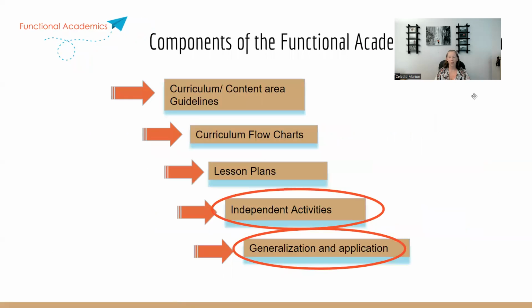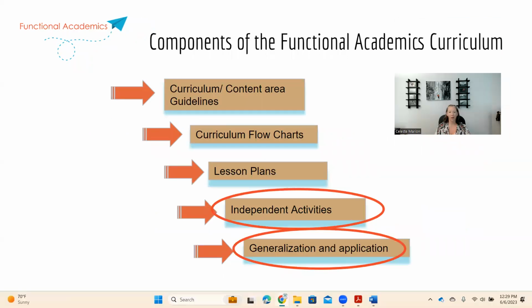So the components of the functional academics curriculum begin with the curriculum, or that content area guidelines. We have those curriculum flow charts and lesson plans. If you're unfamiliar with these terms, I highly recommend you look up the webinar that talks about the curriculum overview. This will be a very good webinar to teach you the basic skills of the program and how to actually go about implementing it. Today, we're going to be focusing on those independent activities and the generalization and application of the content in our classrooms.